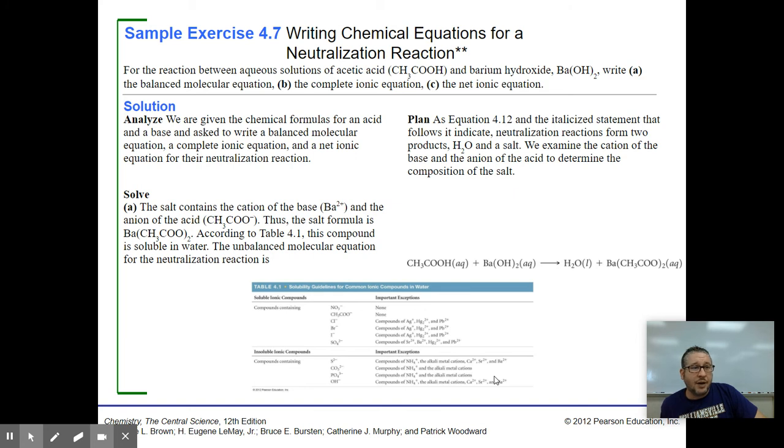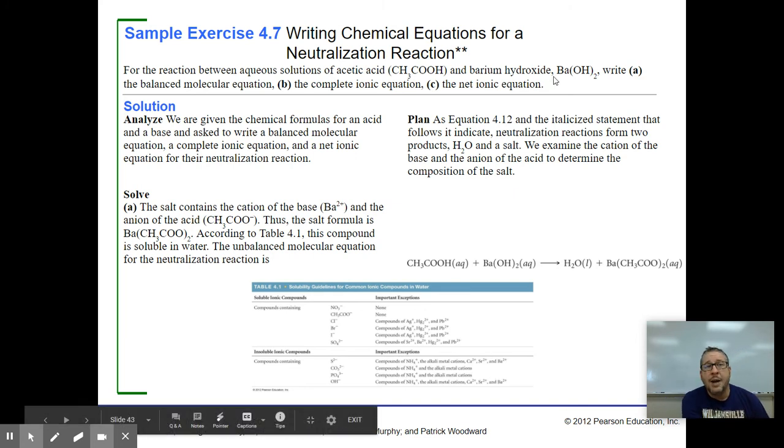Let's look at a practice one here. We have a reaction between acetic acid and barium hydroxide.